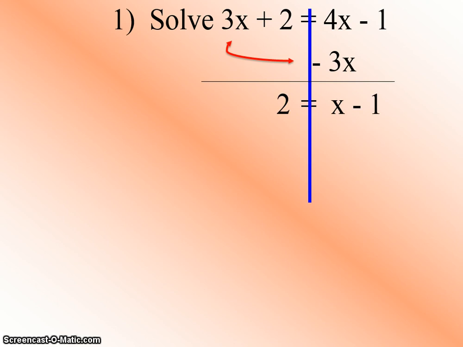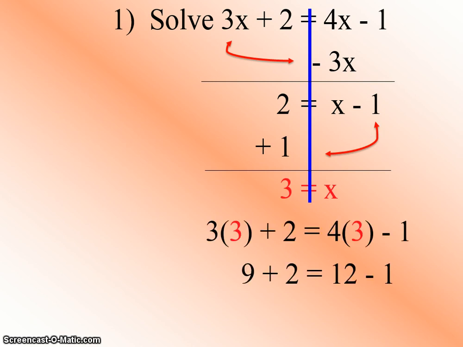Do I have to write the 1 down? No, we're in algebra. We don't have to write everything down. But, okay, next, I need to move my negative 1 because we want x by itself. So we're going to take our negative 1 to the other side, do the opposite. So we're going to add 3. And we end up with 3x. Then we're going to put 3 back into our equation and check our work.